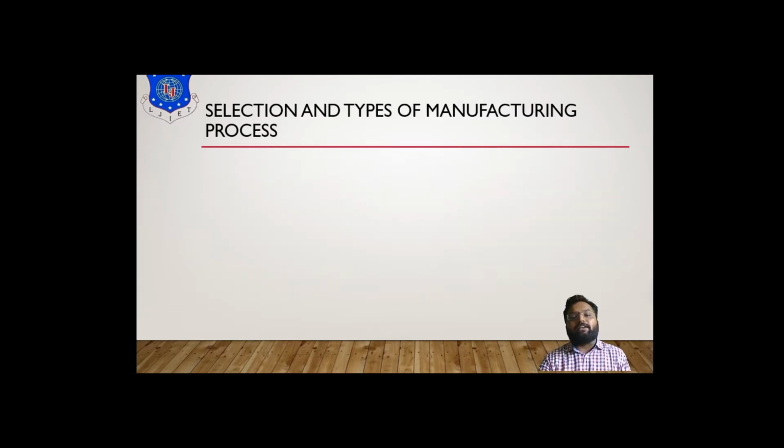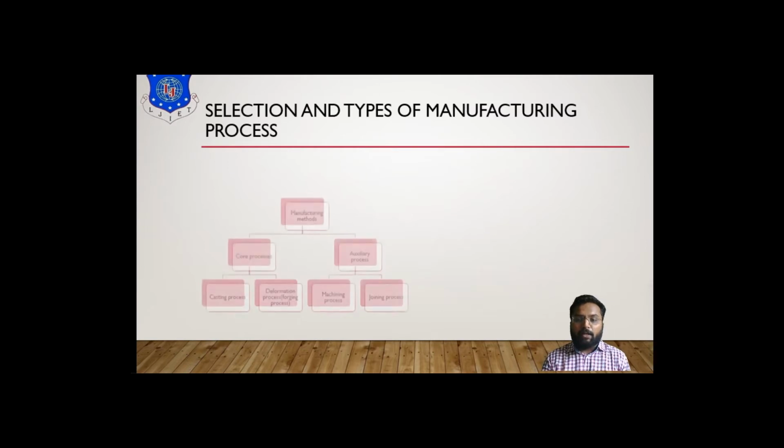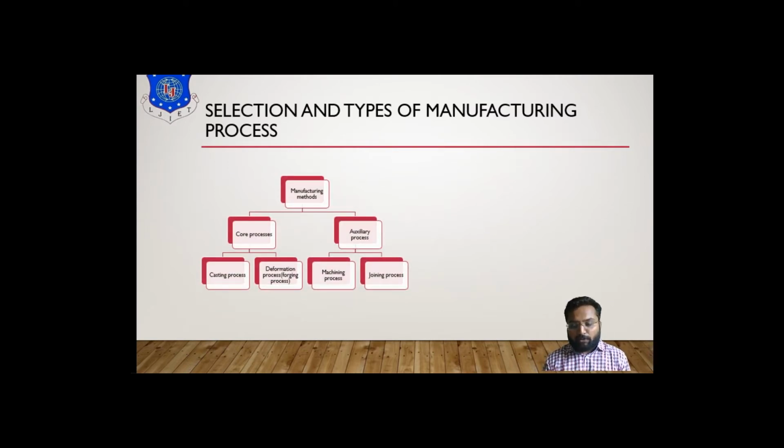Let's move on to what the different manufacturing processes available are. There are basically two major types of manufacturing process: core processes and auxiliary processes. And there are two parts in core processes: one is the casting process and the other is the deformation process, or you can say forging. Both processes have different criteria, but both are core processes. It means that any machine component or any device which we are using is made from these two types of core process only.